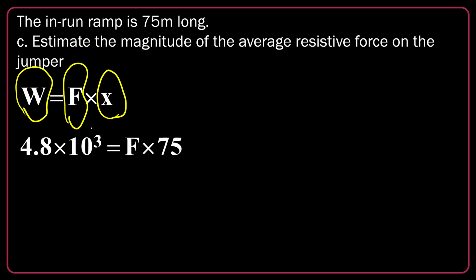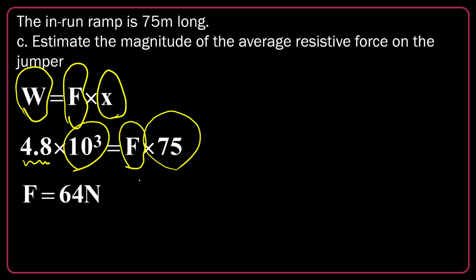We can plug in the values. We have already found it, 4.8 kilojoules. This is kilo, 10 to the 3, to convert it to SI units. This is my goal, the frictional force, and this is the distance traveled. So it's going to be 64 Newtons, the average frictional force acting on the skier on the ramp.